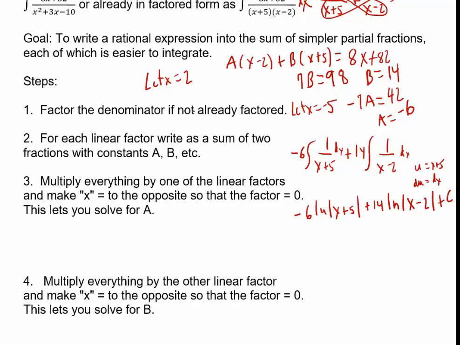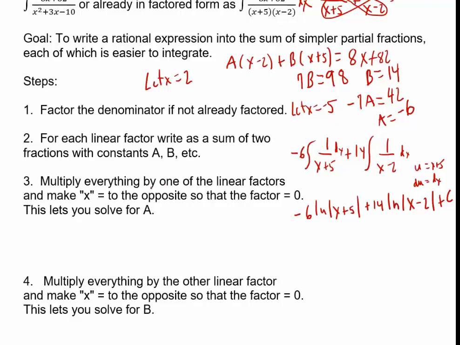Okay. So these are the steps that are in your notes. Factor the denominator if it's not already factored. For each linear factor, and that's the only thing they ask about on the AP exam, write as a sum of two fractions with constants a and b. If there was 3 of them, you do a, b, c, but I don't think they're going to do that to you on the test.